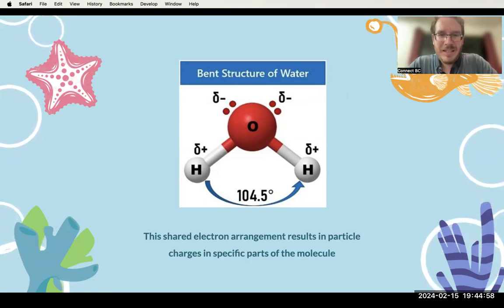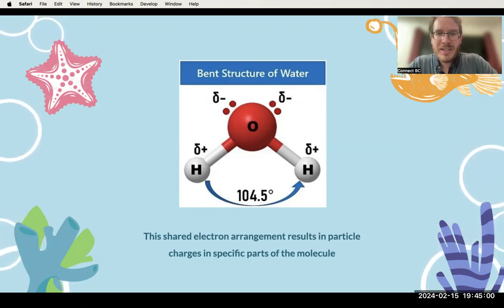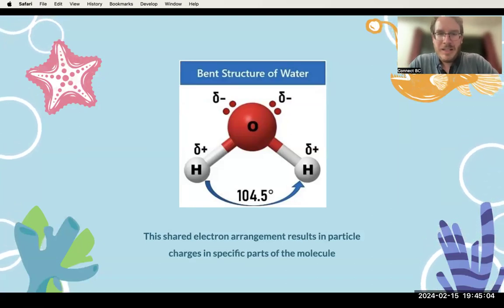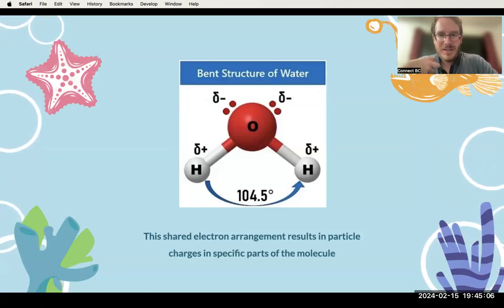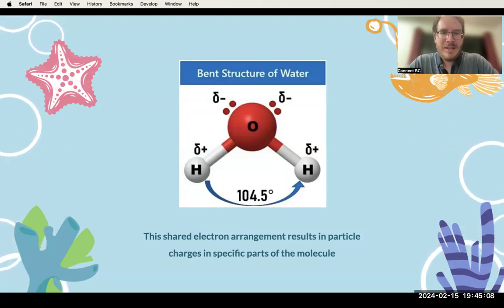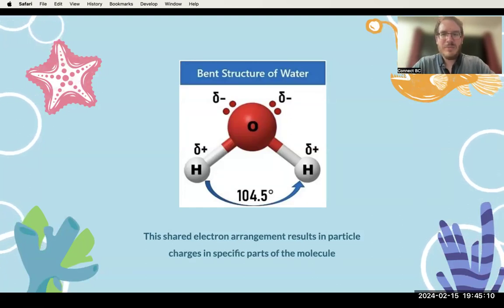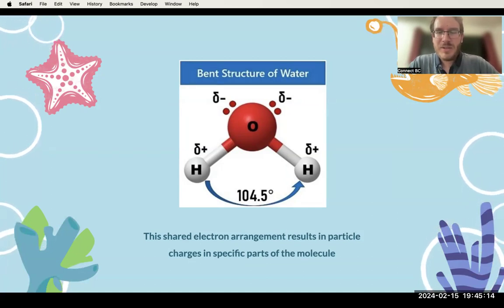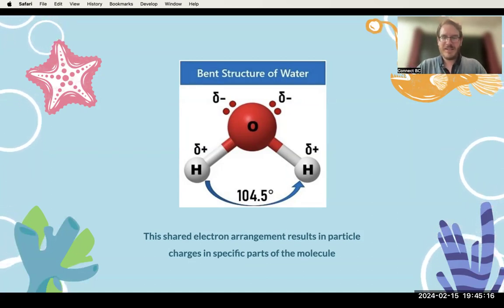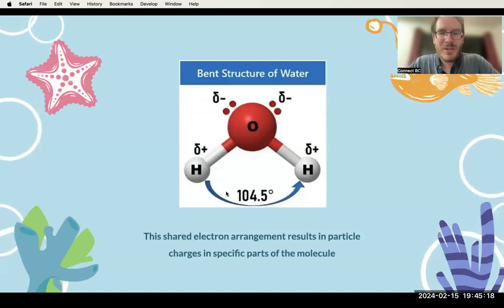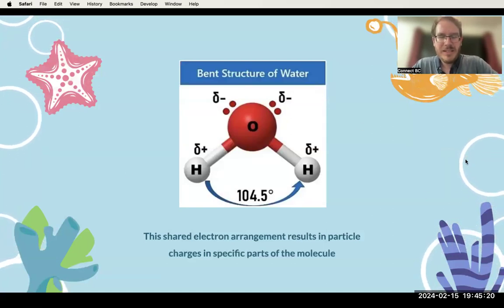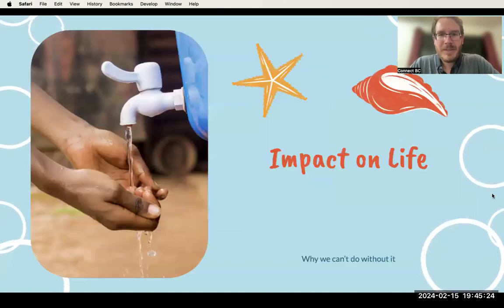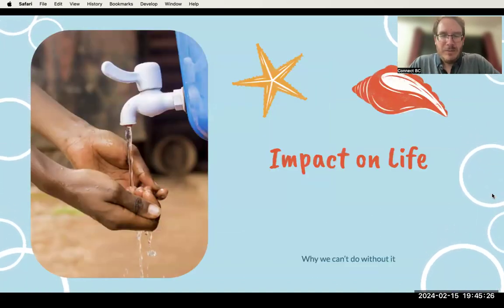And not only that, we end up with these partial charges at particular points, particular places in the molecule. And so it's these partial charges at very specific places, which allows it to associate with either itself or other objects. And that is what contributes to its really important characteristics. And so these partial charges facilitate hydrogen bonding. I'm going to be talking about hydrogen bonding a lot today. So that's why water is amazing.